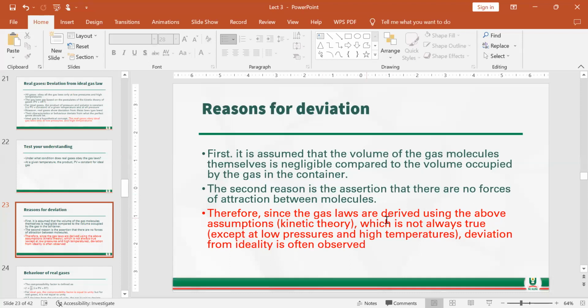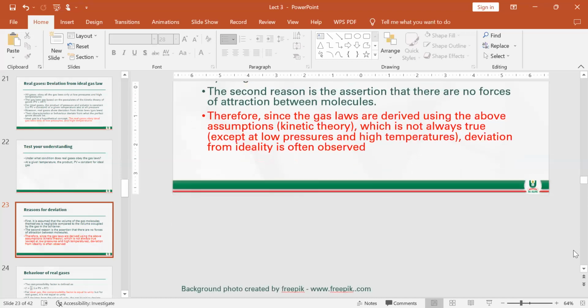Therefore, since the gas laws are derived using the above assumption, kinetic theory, which is not always true except at low pressure and high temperature, deviation from ideality is often observed. This is why it is observed: one, the volume occupied by gas molecules is not negligible, and two, there's also attraction between gas molecules.